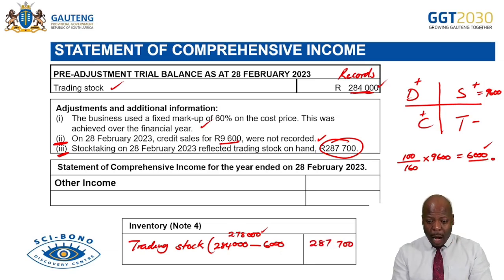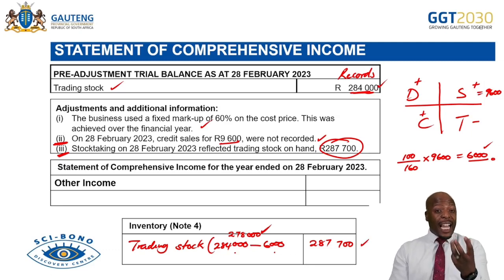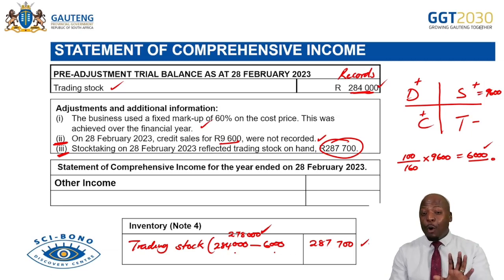This is the figure according to the company's records. Remember, we're 284, then we subtracted 6,000. So we now have 278. According to the business records, we must have stock to the value of 278,000. But when we physically counted the stock, we realized that no, we don't have 278,000 worth of stock. It is actually 287,700. That simply means physically we have more stock than what we have on record. Therefore, it means we are going to have a trading stock surplus.